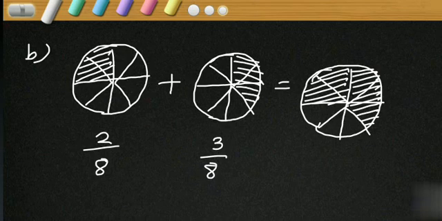Okay, can you say the fraction corresponding to the answer? Here also the circle has been divided into 8 equal parts, and among these 8 parts, how many are shaded? 1, 2, 3, 4, 5 are shaded. So what is the answer? Yes, 5 by 8 is the answer.